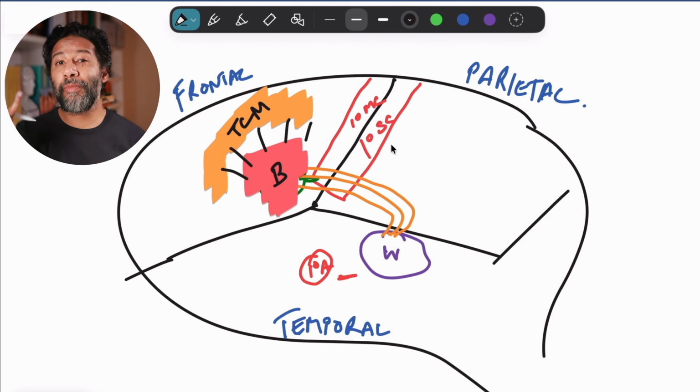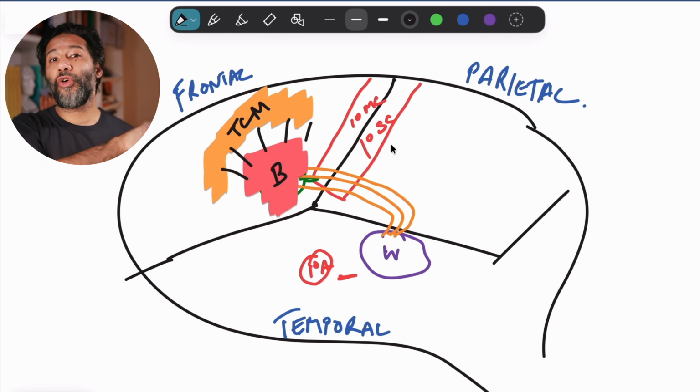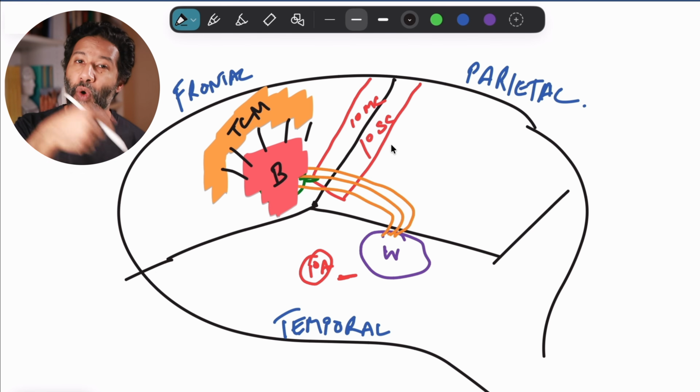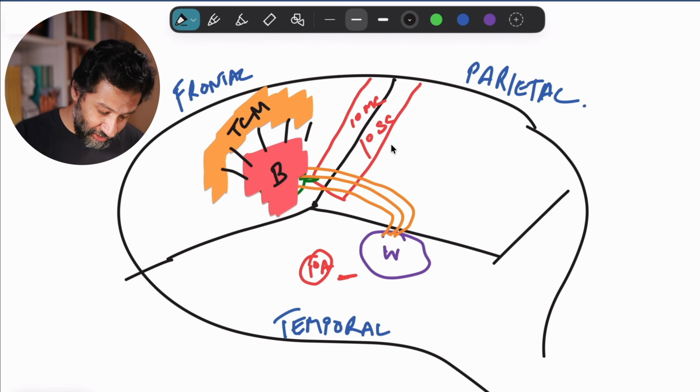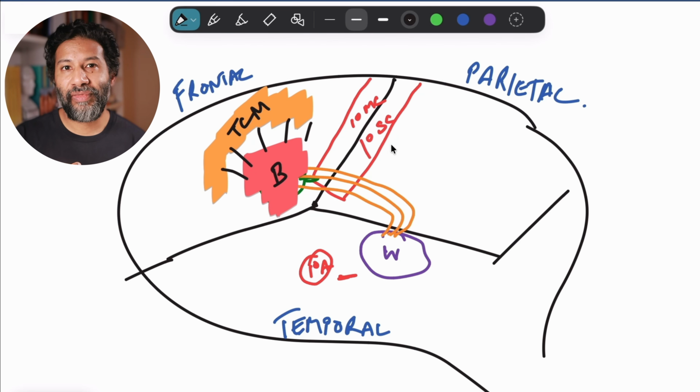Now remember one of our rules of localization from the last episode. If the light bulb is not working, it's either an issue with the light bulb, the switch, or the wiring. Here, the wiring going to Broca's area is damaged. And so it resembles a Broca's aphasia, but the repetition is preserved. Now I love it. See how everything's slowly coming back together again from the last episode.